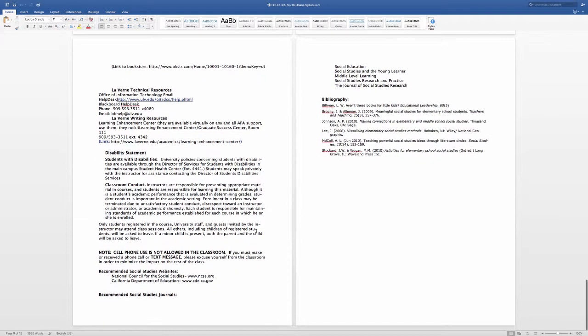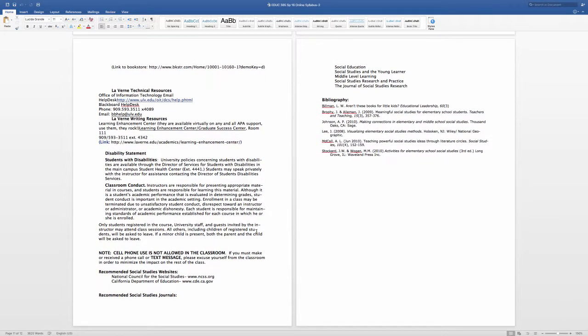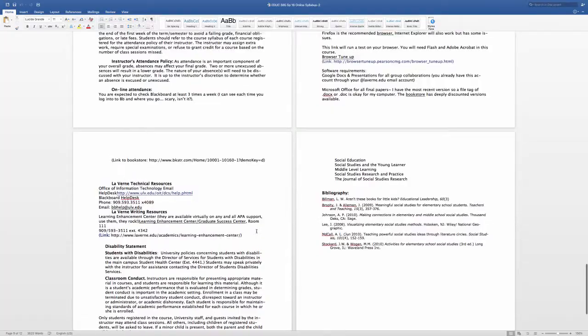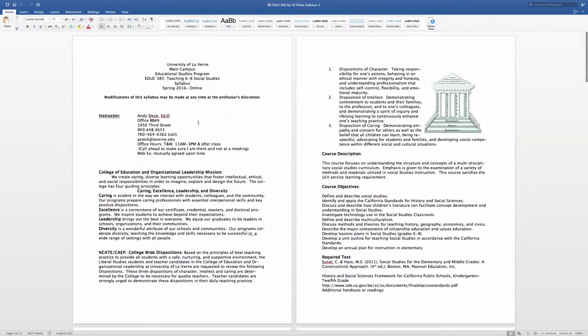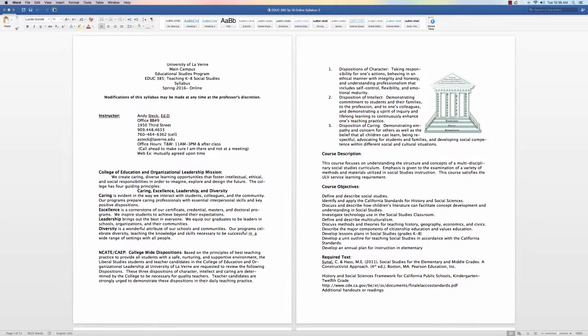Here are some recommended websites. There are lots and lots. These are just a few. And I end with a bibliography of what I use to help create the syllabus and the work that you'll be doing in the semester. So that's the syllabus.